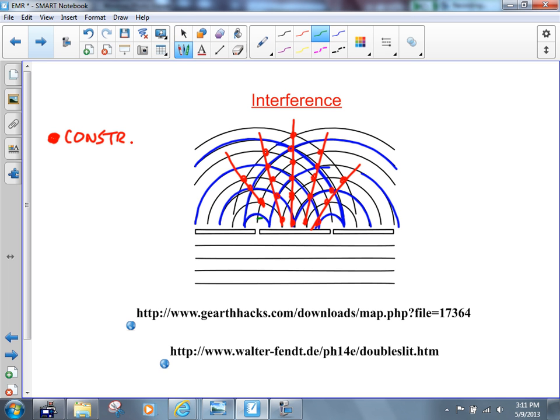Let's draw some green dots here now. These green dots are going to represent areas of destructive interference. So we're going to draw those everywhere where a blue meets a black. In other words, a crest meets a trough. We're going to see that here and here. What's going on right here? Oh, that's blue, right?